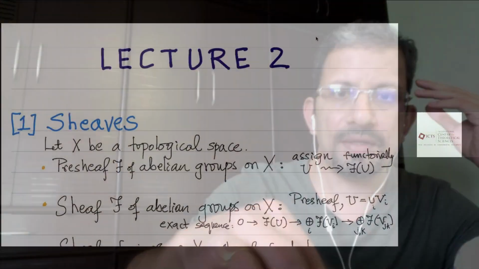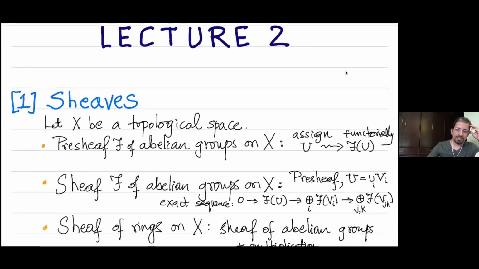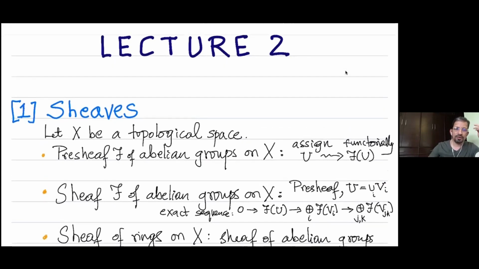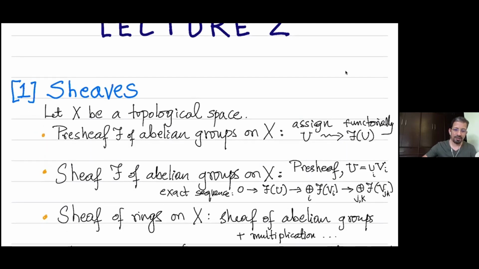So therefore, as I was saying, we need a gadget which keeps track of the local data. And so we need to look at functions on all possible open sets. The gadget that does that is the notion of a sheaf. So we need to look at sheaves of regular functions, regular functions on every open set of our algebraic set, algebraic variety or manifold.